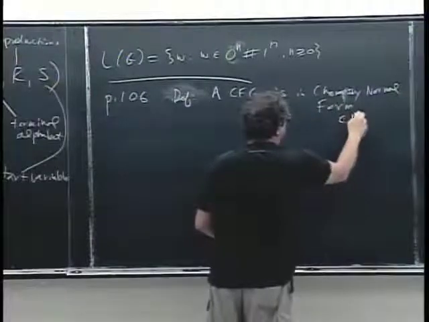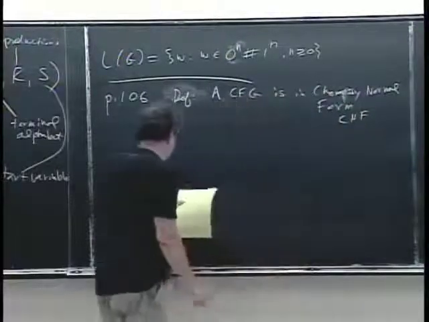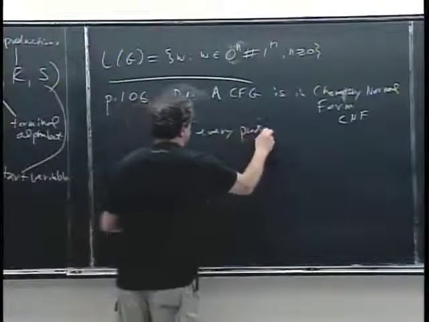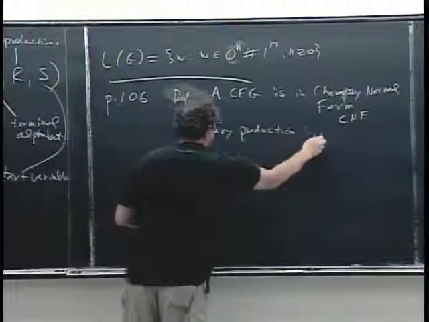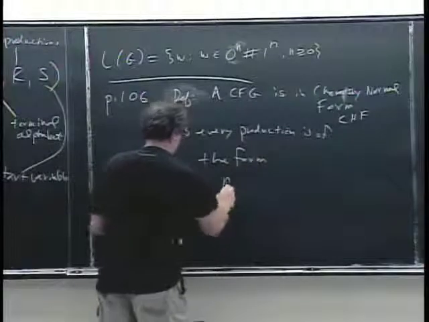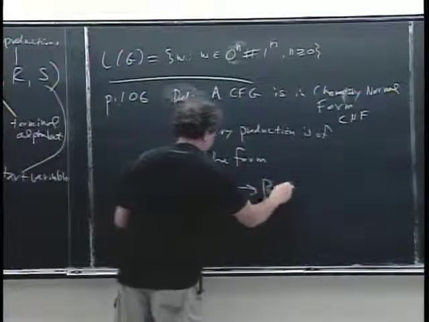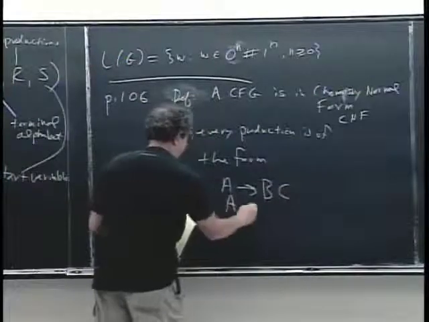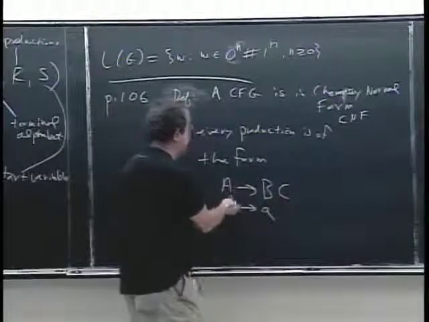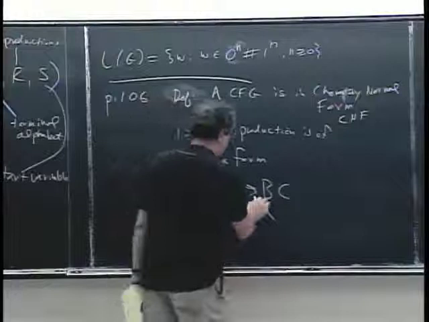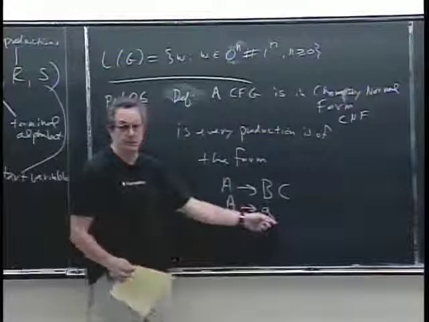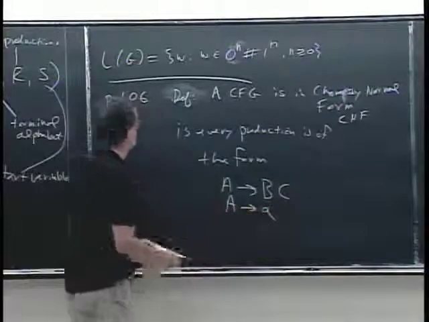Normal form, where we just say CNF. A grammar is in CNF if every production is of the form either one variable going to two variables or a variable going to a terminal symbol. So a single variable, of course, because it's context-free, going to two variables on the right side, or just a single terminal.